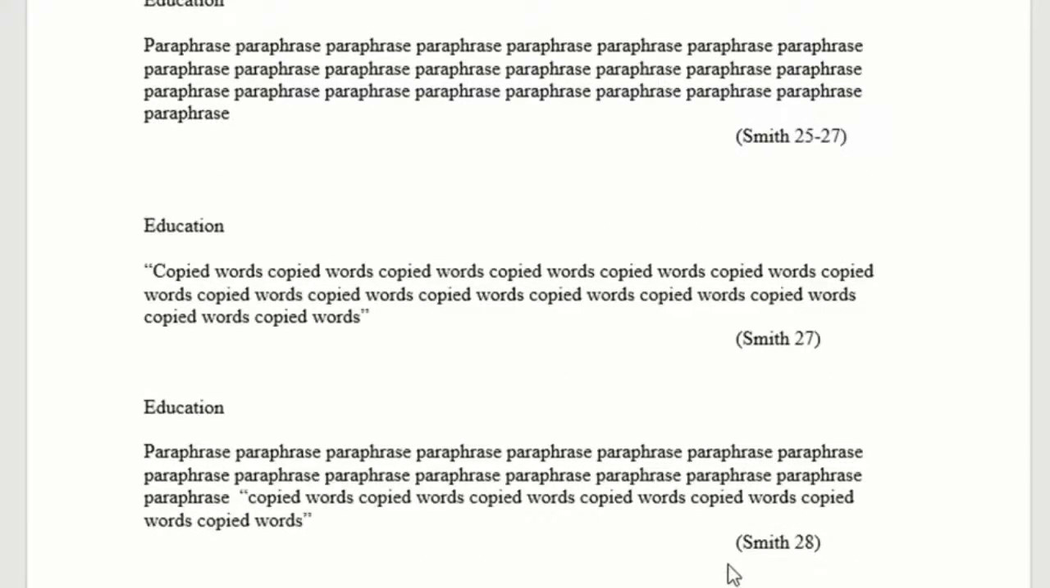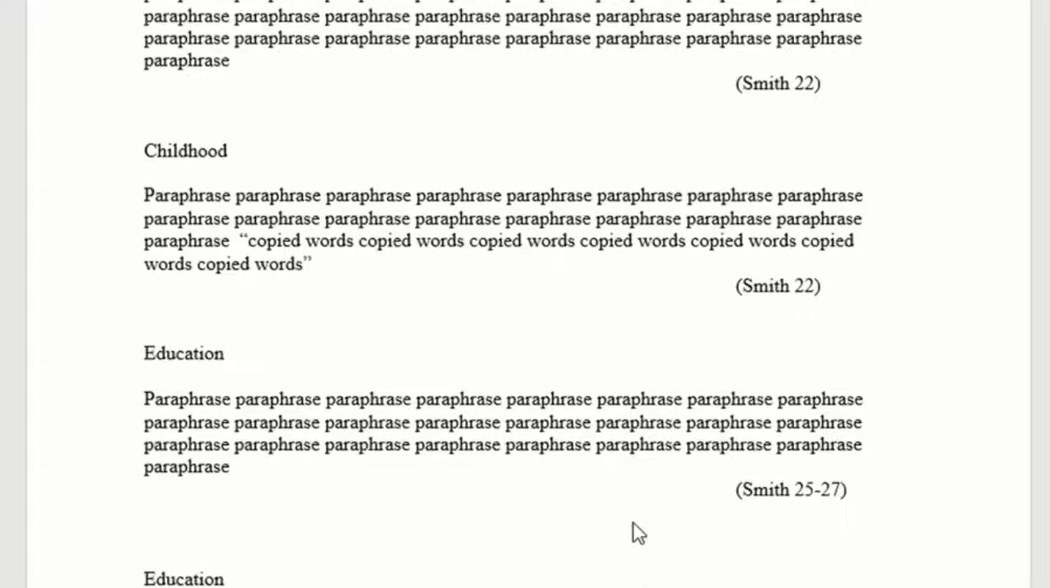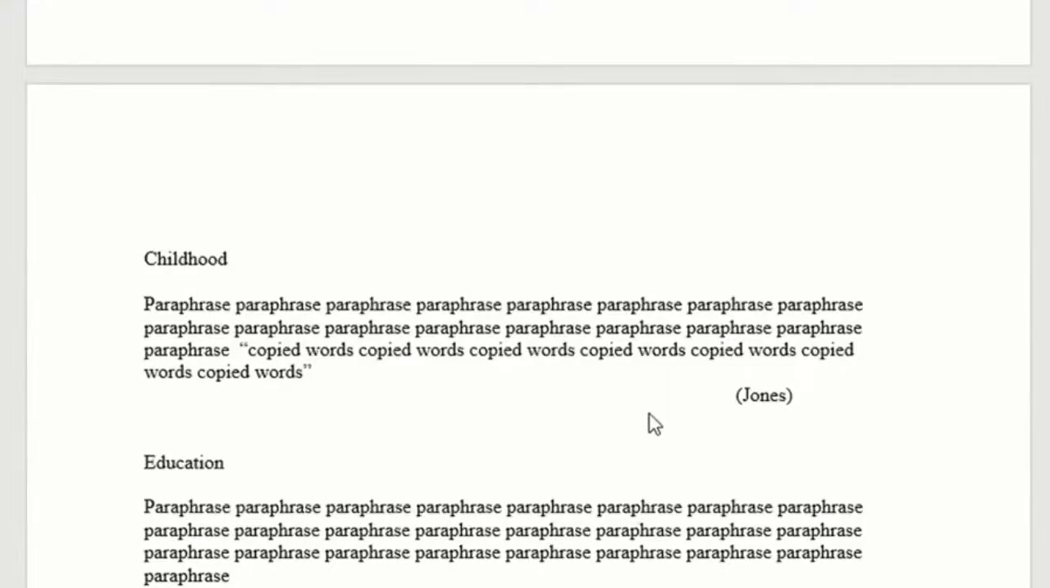So most students would take their book written by Smith, go through and take notes for everything they want to write down from that source, and then put that source away. And then go on to the next source. This was a website, and the author was Jones. Since it was a website, it doesn't have any page numbers, so we just have the name in the parentheses here. Some information about the childhood, part of it's paraphrased, part of it's copied or quoted.